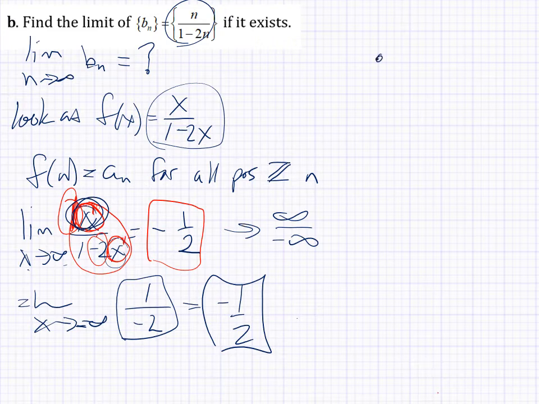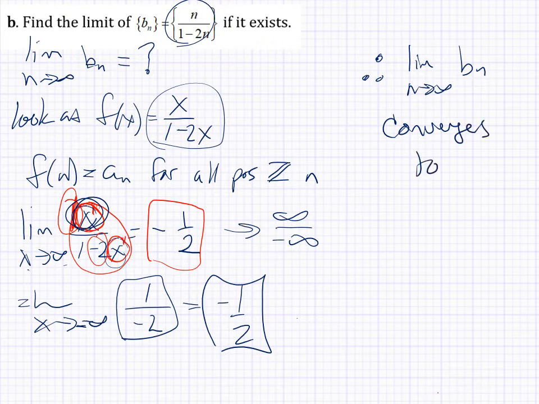So then we could say, therefore, the limit as n goes to infinity of b sub n converges to negative 1/2. Done. Okay? So your skills in limiting functions will come in a big way in understanding how a sequence's limit exists or doesn't exist.